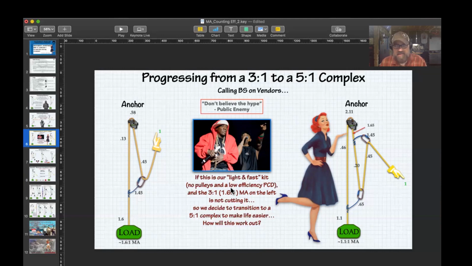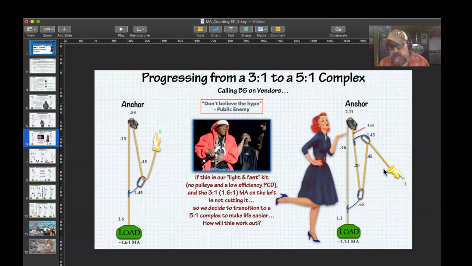So this is our light and fast kit, right? We're probably not carrying pulleys. We obviously have a very low efficiency PCD, a progressive capture device. And that 3 to 1, which is actually working out to be about a 1.6 to 1 MA on the left, isn't cutting it. So we decide, because we're voodoo, that we're just going to grab another rope grab, and we're going to attach our other carabiner and make a 5 to 1 complex. And what we're going to do, just to make a 5 to 1 like we did, is, here's my 3 to 1. All I'm going to do is throw a rope grab on here, regardless whether it's a rope man, T-block, or prusik. I put my extra carabiner on there that I have set up for that 5 to 1, and using no pulleys, I throw my rope through that thing.